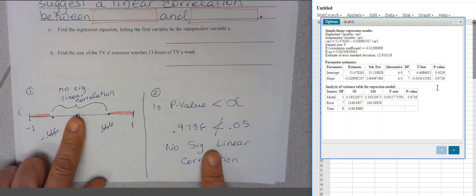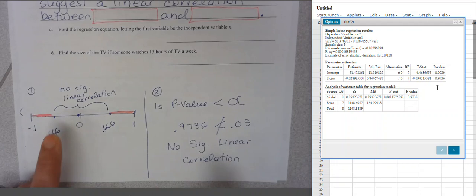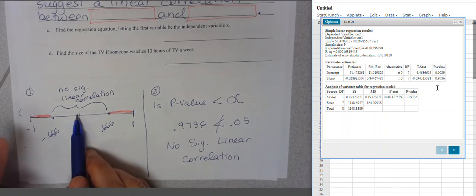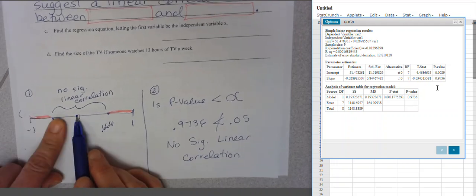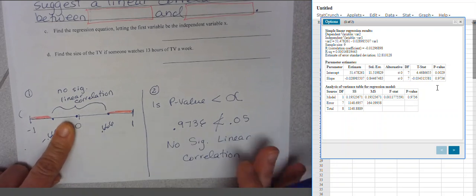So we do have two methods. Both confirmed that there is not correlation. Here R was not out here in the red, so it was in this middle where there's no correlation, and our p-value was not less than alpha.